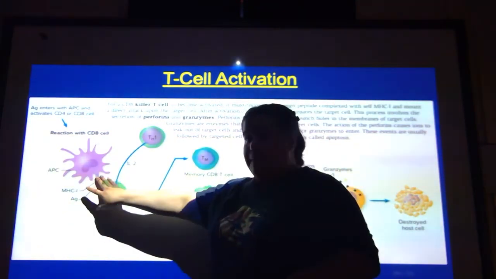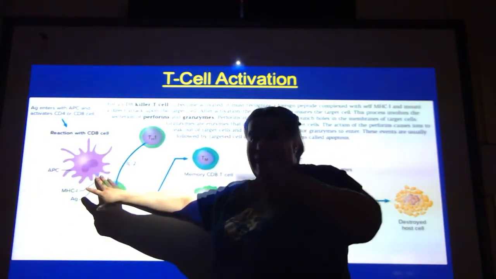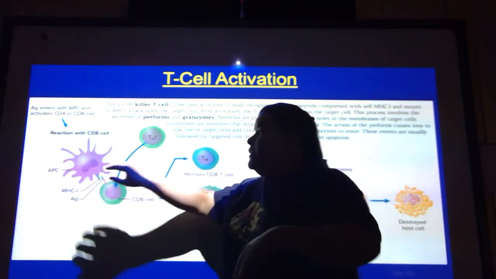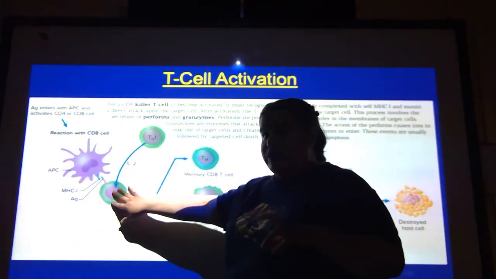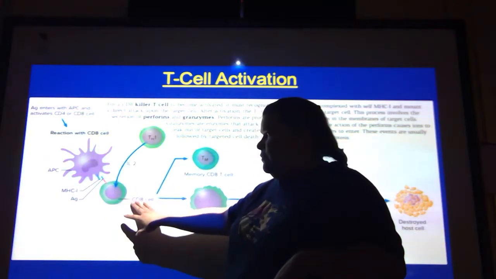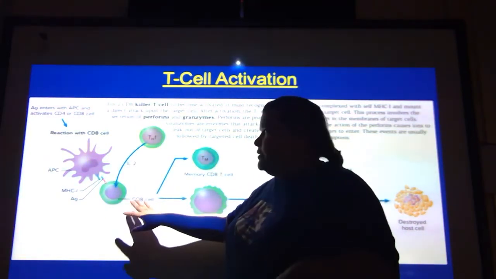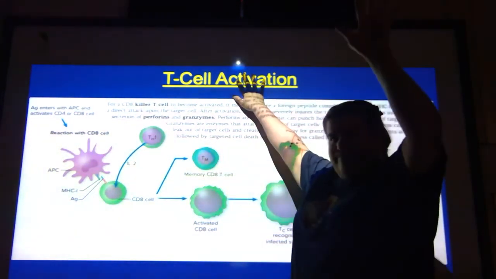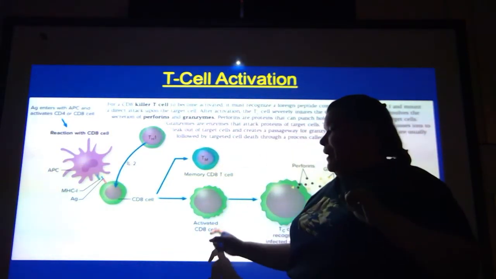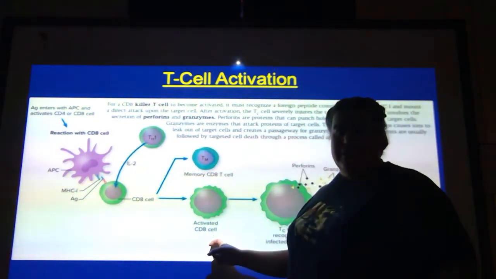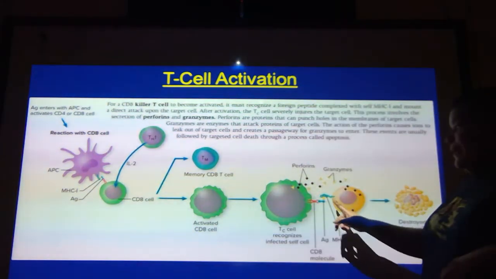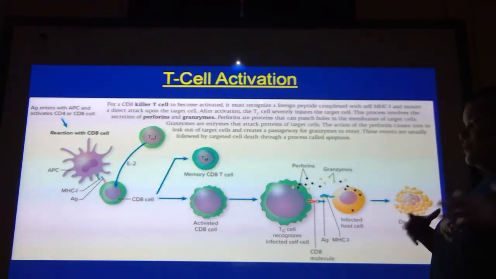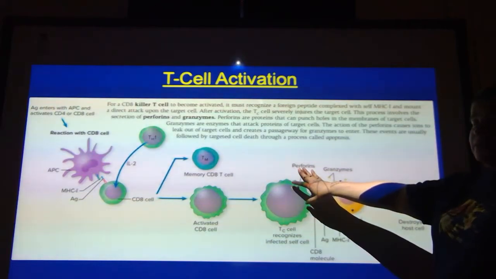So step 1, binding to my MHC1 antigen complex with my T cell receptor and my CD8. Step 2, helper T cell releases interleukin 2. Then this cell, the CD8 cell, the cytotoxic T cell, starts to clone itself. I get memory cells that go off and hibernate till the next infection. But my activated cytotoxic T cell, also known as a CD8 cell, will recognize cells displaying the antigen that activated them. It releases two chemicals, perforins and granzymes.